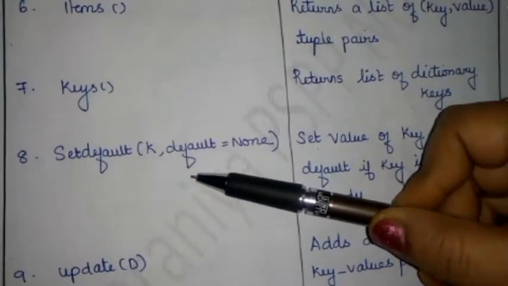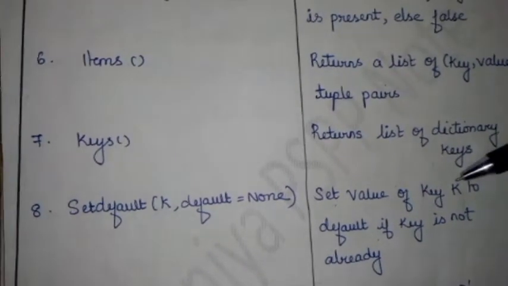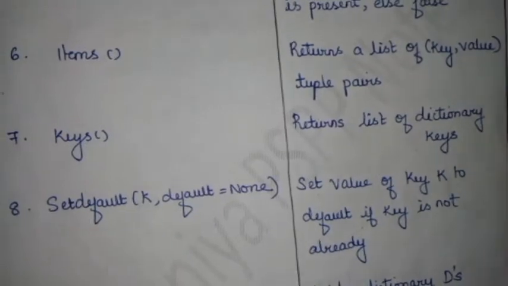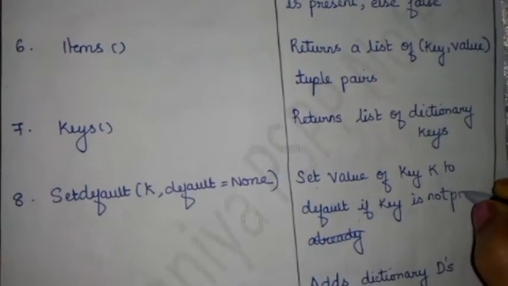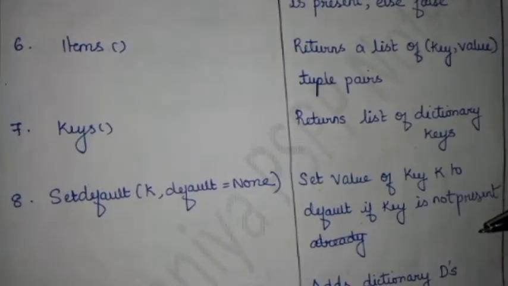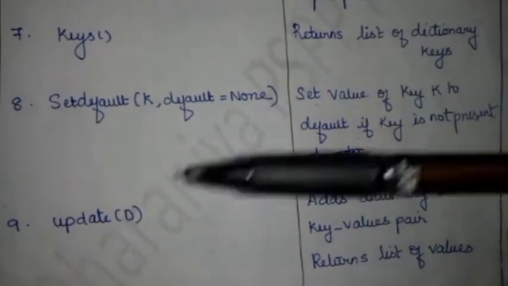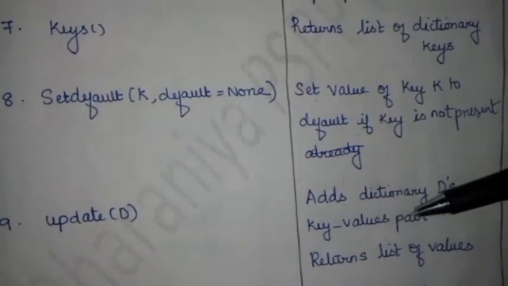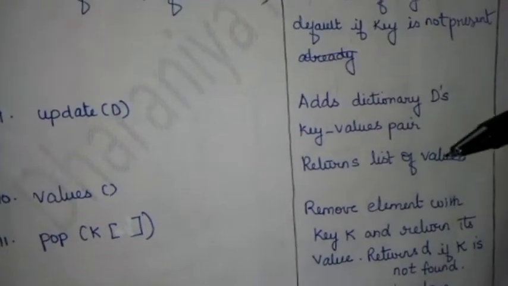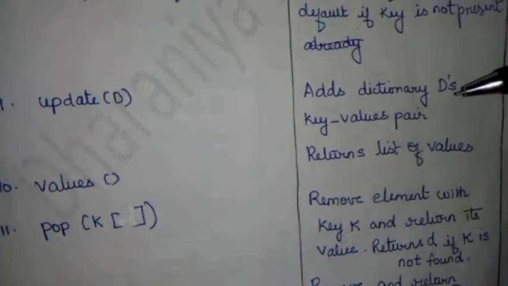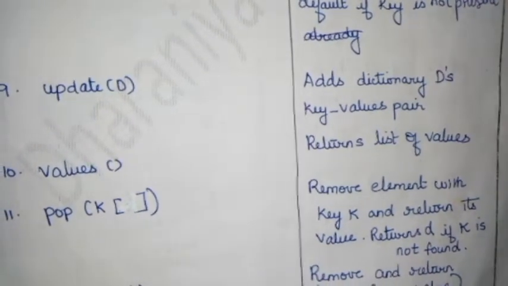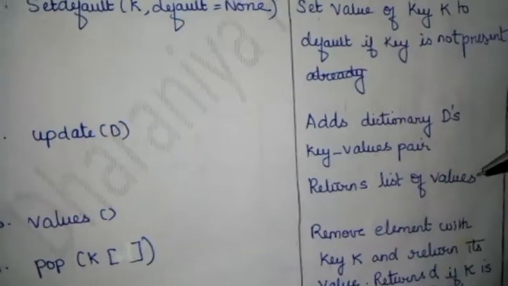Next is setdefault(k, default=null). It sets the value of key k to the default if the key is not present. Next is update(D). It adds dictionary D's key and value pairs. Sorry, for this update D, it adds a dictionary D's key and value pairs. Next is values. This will return the list of values.